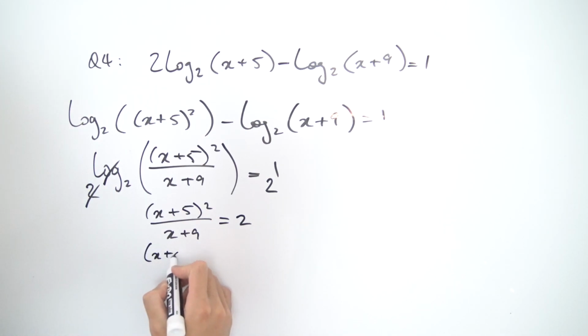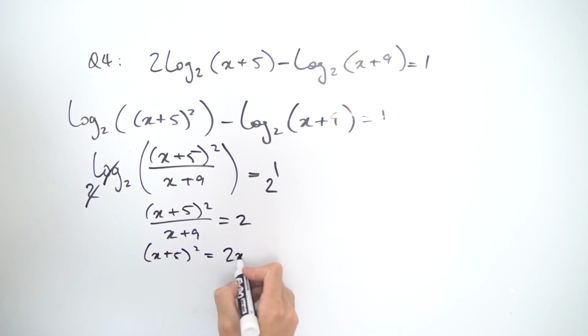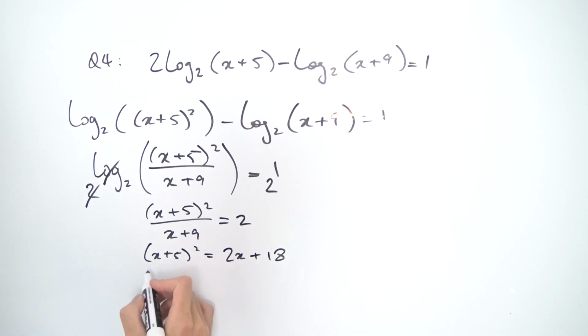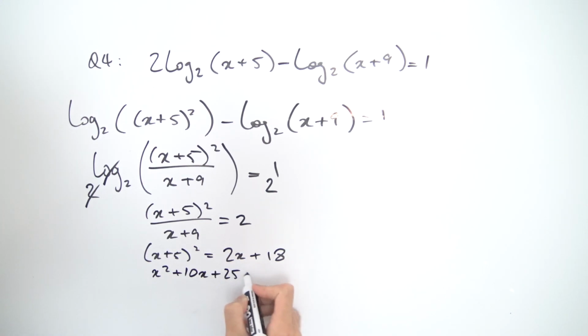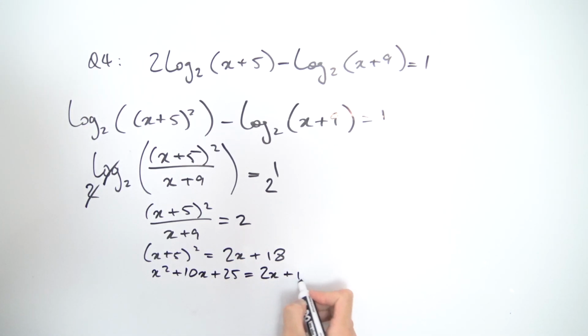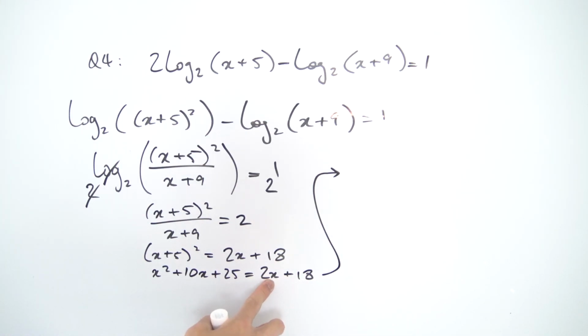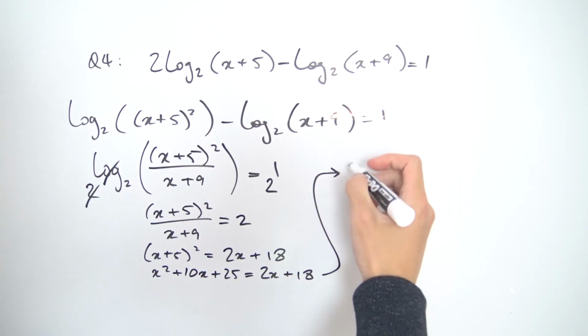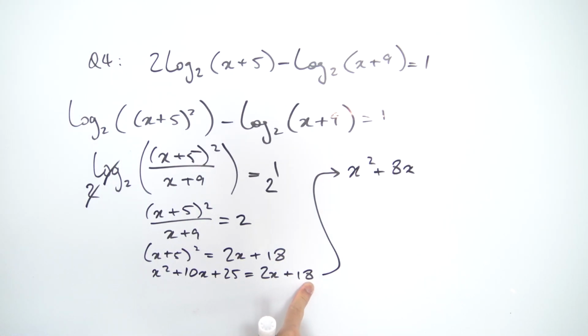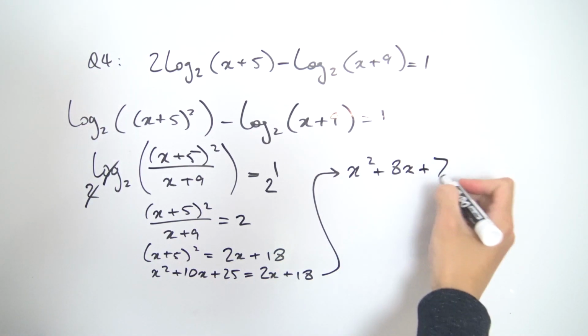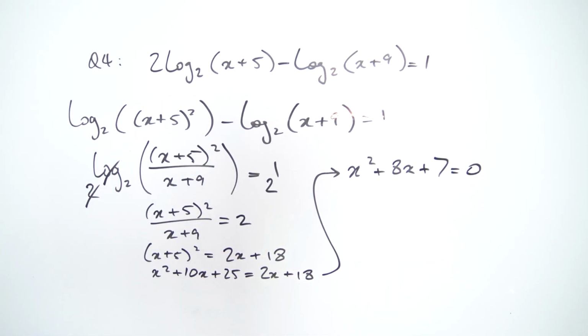So now we have (x plus 5) squared being equal to 2x plus 18, so multiplying this x plus 9 by 2. And now we just have to expand things out a little bit, so now we get x squared plus 10x plus 25 being equal to 2x plus 18. And now let's try to simplify that a little bit. So subtracting 2x on both sides, we get x squared plus 8x, and subtracting 18 from both sides, we just get a plus 7 right here. And that's equal to 0 because there's nothing left on the right hand side.